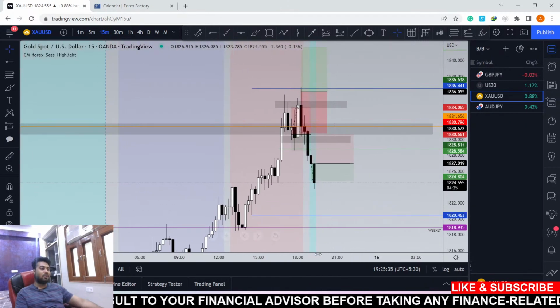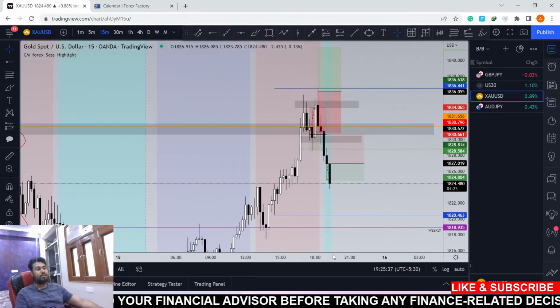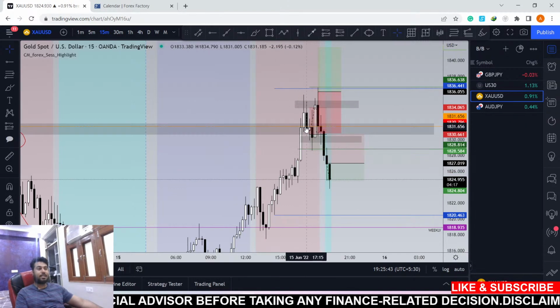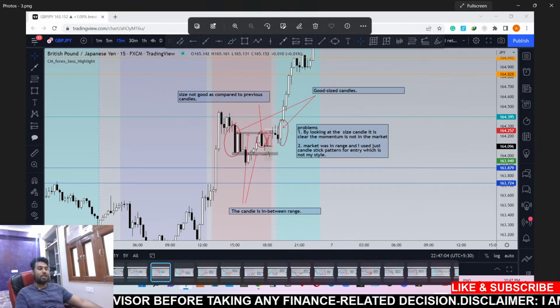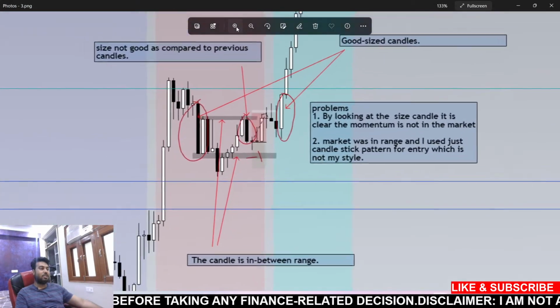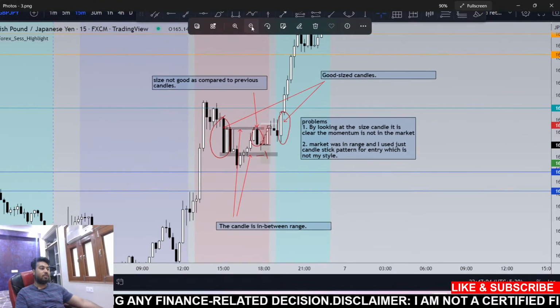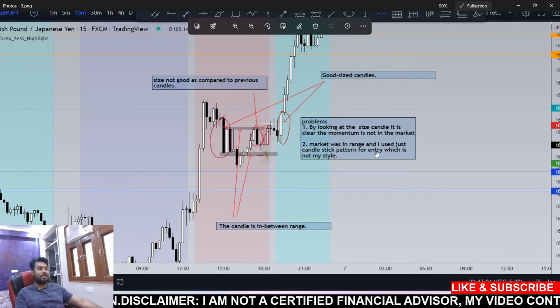See, taking a loss is not a bad thing. Just take a loss, but learn from it. When I saw this trade, I realized that I have taken this sort of loss in the past also. Look at this trade. This was the same sort of trade which I took, and I had clearly written all those problems. Looking at the size of the candle, it is clear that the momentum is not there, the market was in a range, and I used just a candlestick pattern for entry, which is not my style. I had written it at this area also.